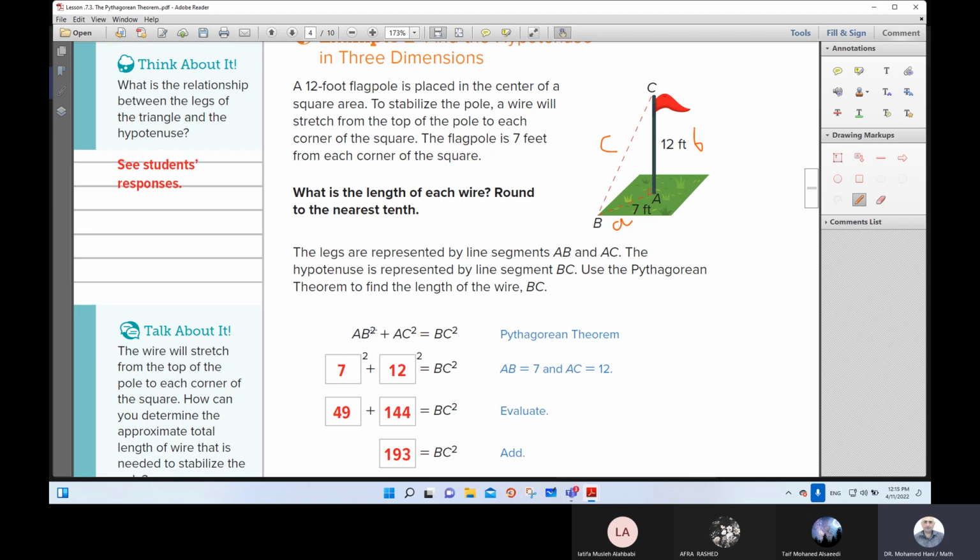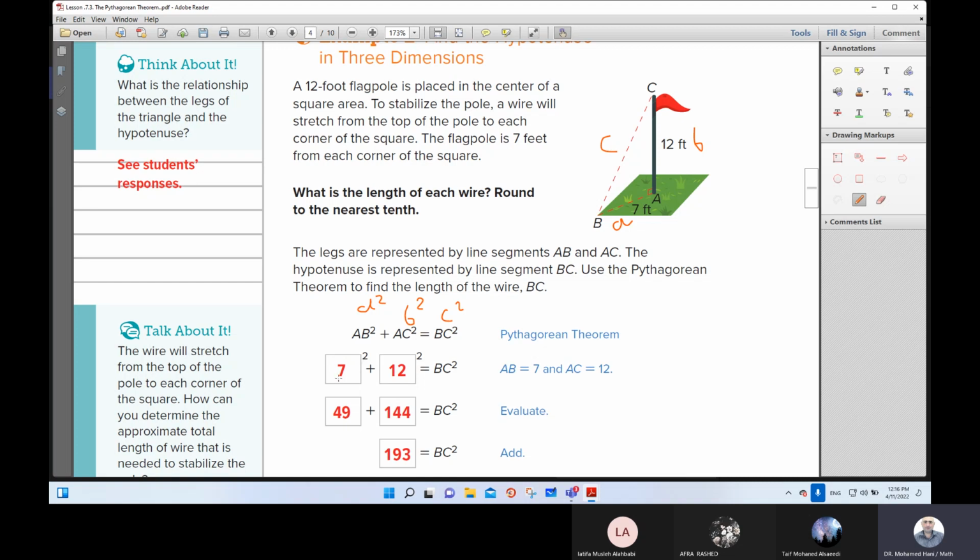A squared plus B squared equals C squared. A squared means 7 squared, B squared means 12 squared, and C squared is the missing value, represented by C.